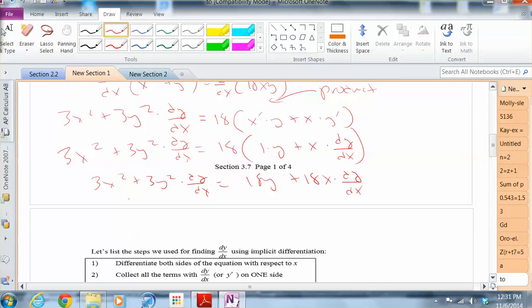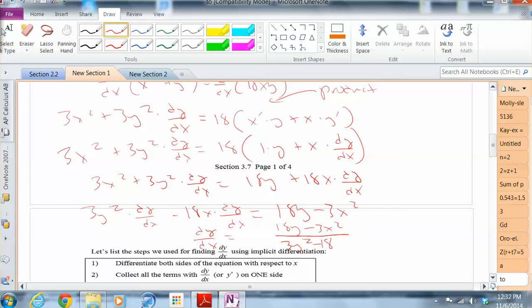If you move things around, like you see here, minus 18x times dy over dx, and 18y minus 3x squared. Factor out dy over dx. You have 18y minus 3x squared all over 3y squared minus 18x. And that would be our derivative.